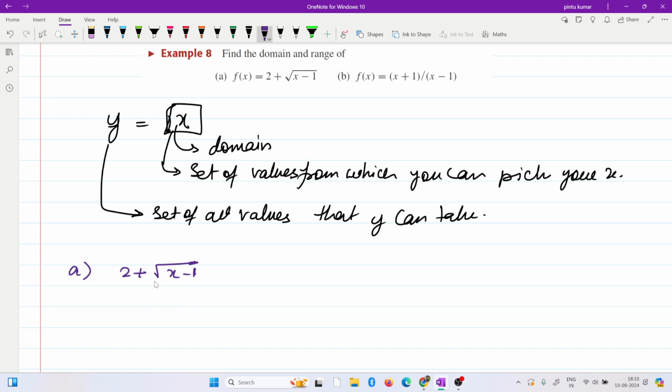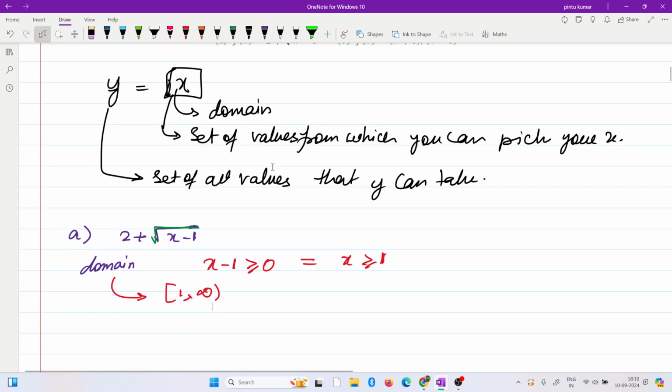Let's look at the domain first. What are the possible values that x can take? We could have allowed all values of x; the only problem is the square root of x minus 1. A square root can't have a negative value in it. So x minus 1 should be greater than or equal to 0. This is the condition we have to impose because of the structure of the function. This means x should be greater than or equal to 1, so the domain is 1 to infinity.